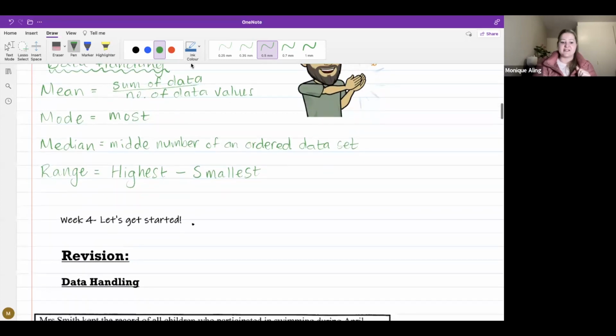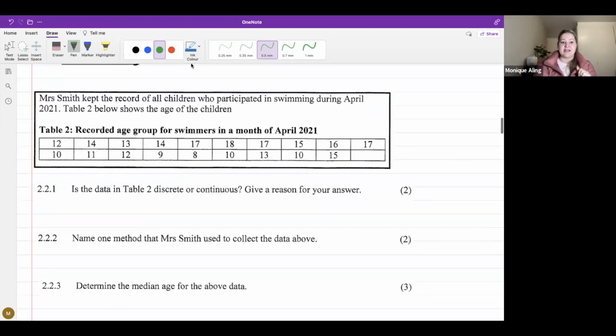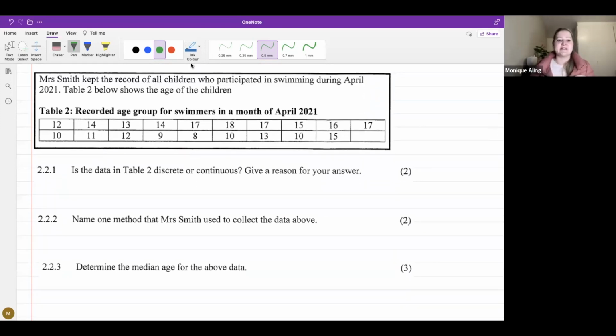All right, so now let's get started with some past paper questions. The first question says, Mrs. Smith kept the record of all children who participated in swimming during April 2021. Table 2 below shows the age of the children. So we've got all the ages for the month of April. 2.2.1, is the data in table 2 discrete or continuous? Give a reason for your answer. What do you guys think it is? Discrete or continuous?